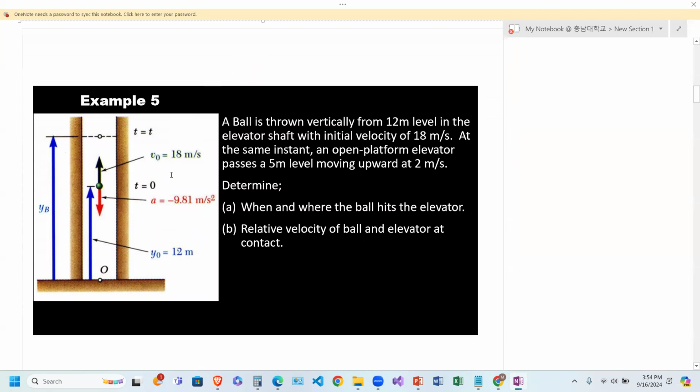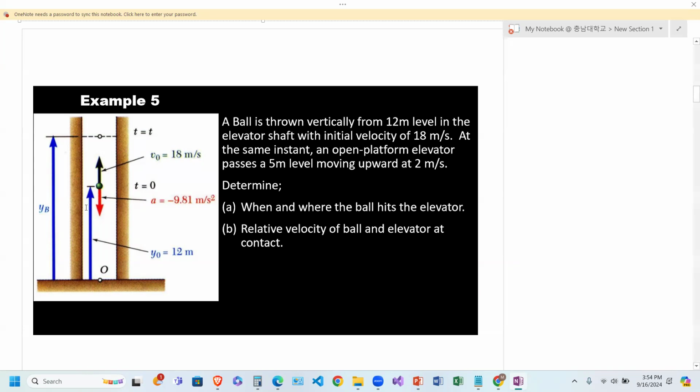Skipping a lot of things, but I believe that once you first watch that video, then what I'm teaching will make sense to you. So let's take an example. A ball is thrown vertically from a 12 meter level in the elevator shaft with an initial velocity of 18 meters per second.